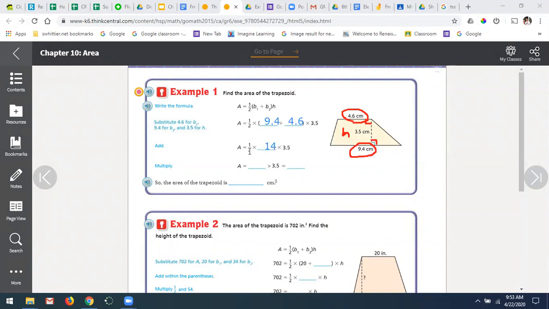And that makes it easy to multiply times 1/2. 1/2 times 14. It's nice when it works out like that, is 7. We have 7 times 3.5. 7 times 3.5 equals 24 5/10. Again, it's okay to use a calculator just as long as you have your numbers in the right spot. So the area of the trapezoid is 24 5/10 centimeters squared.